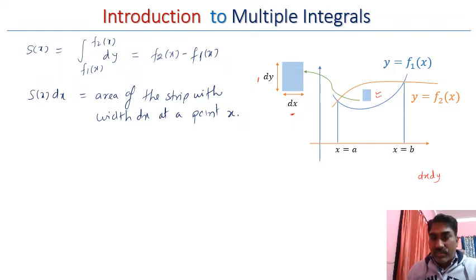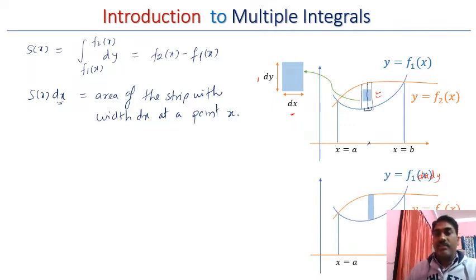Suppose this is point x, so corresponding to this point, this is the point on the curve. So we are taking this width. If we consider S(x), meaning f2(x) minus f1(x), this is the height between these two curves, and if we multiply this height with the infinitesimally small width dx, then this is the area of this strip. This is the strip I have marked.